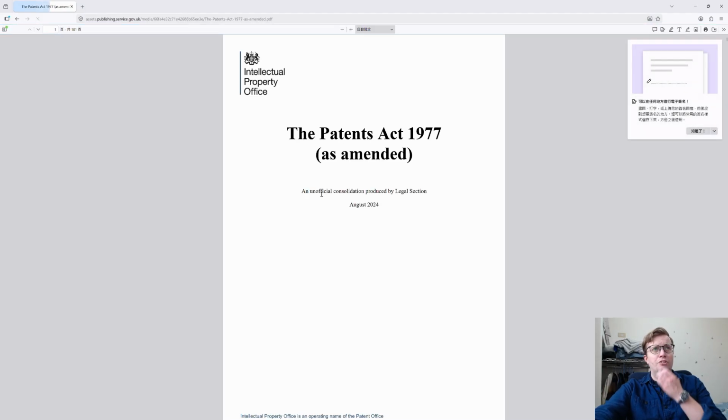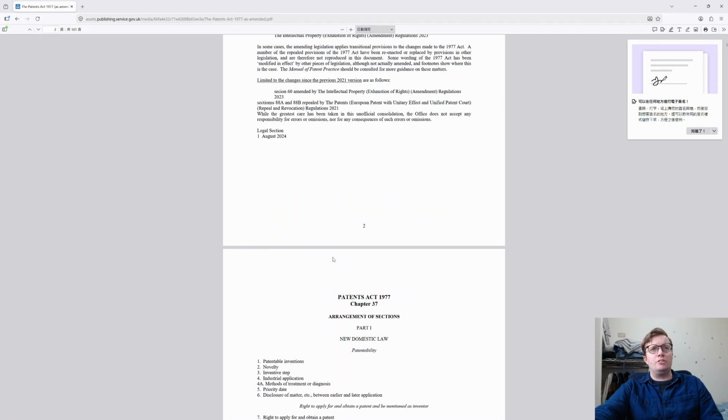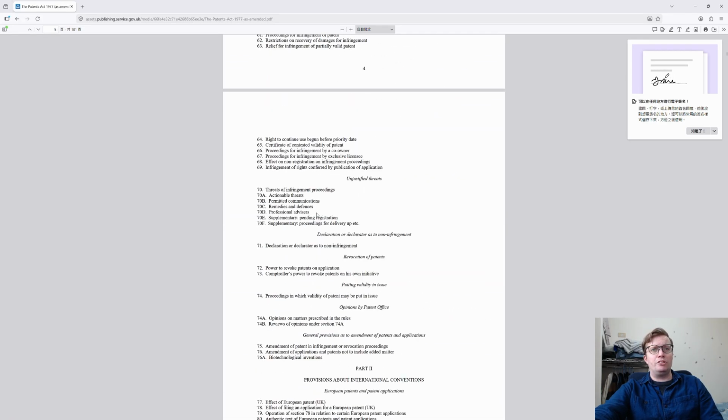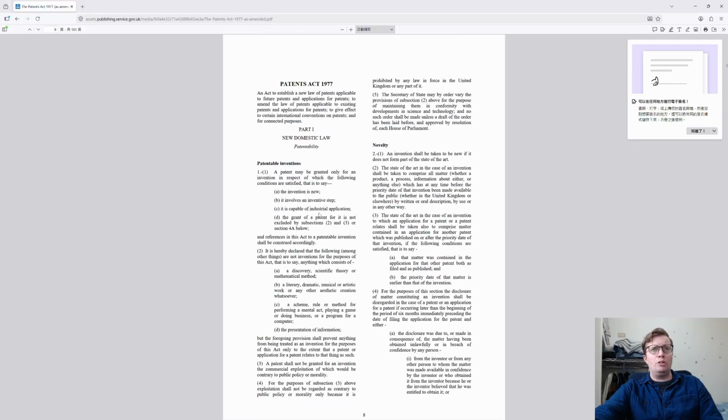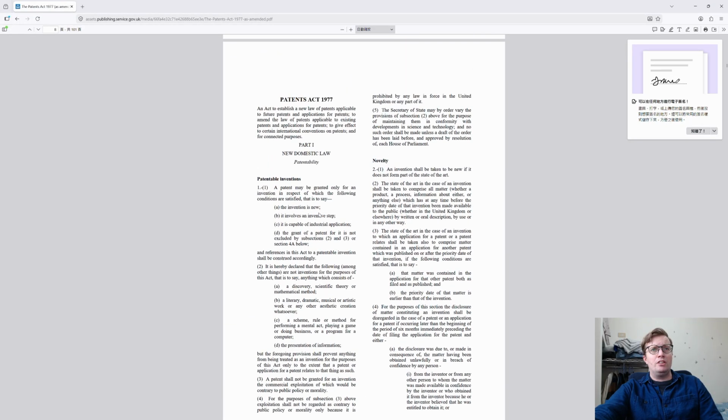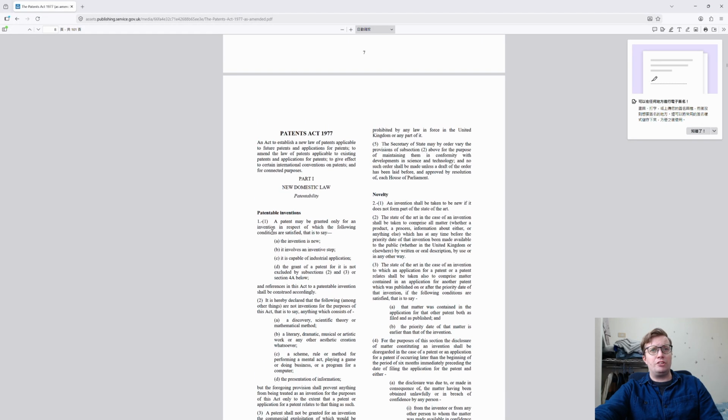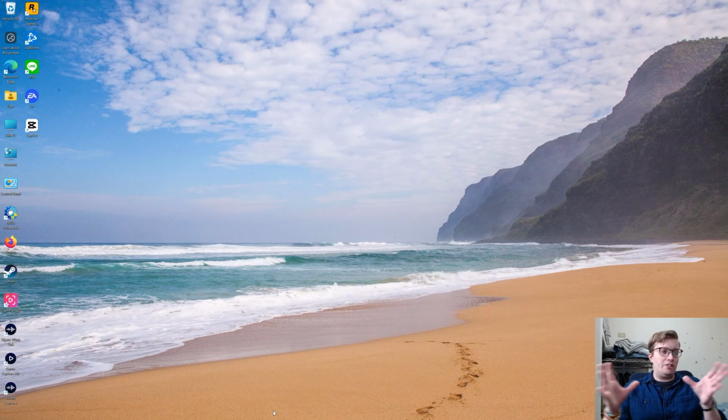So we don't need the guidance, we'll just look at the act directly, okay? So we go with section one. Section one tells us what is and isn't patentable, okay? And specifically, we need to look at this. A patent may be granted only for an invention in respect of which the following conditions are satisfied. That is to say, A, the invention is new. B, it involves an inventive step. Okay, so this is the part that we're interested in.